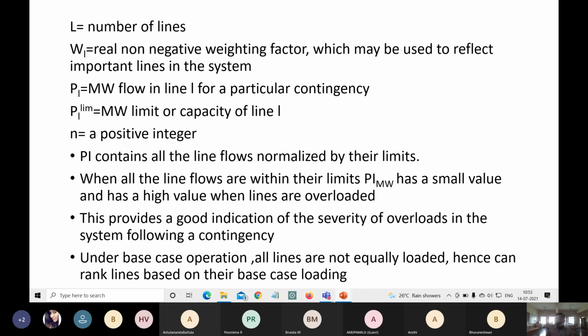And this indicates a good measure of the severity of overloads in the system following a contingency. So this whole PI megawatt, the smaller value or higher value, provides us an indication of the severity of the overloads in the system after the contingencies. So even after bringing the system back from the contingency, your system may still be in abnormal conditions.